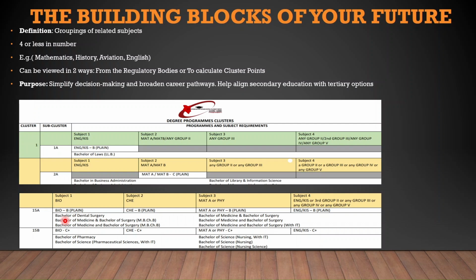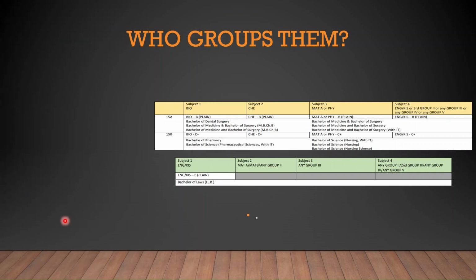So let's get a bit deeper into it. Who groups these clusters? Who sits down and says, by the way, for you to do medicine, you actually need biology? I mean, why not history? Why not anything else? So they are grouped by regulatory bodies, or what we call professional bodies or associations.